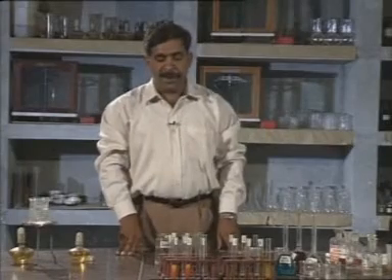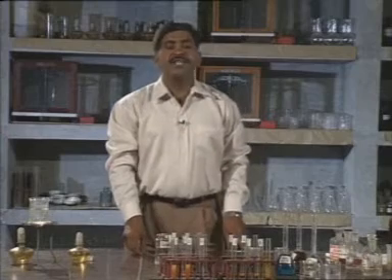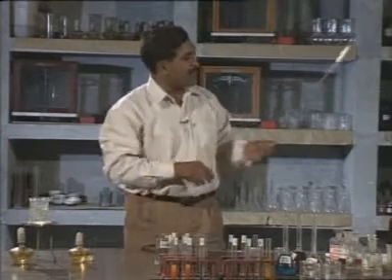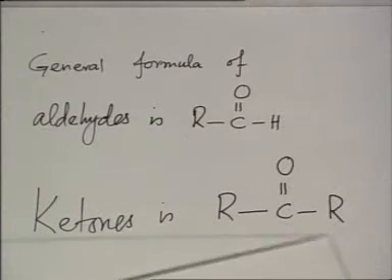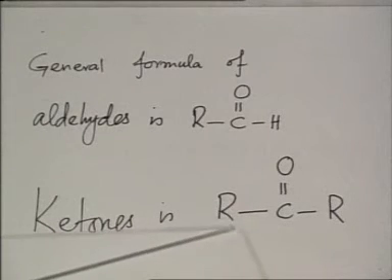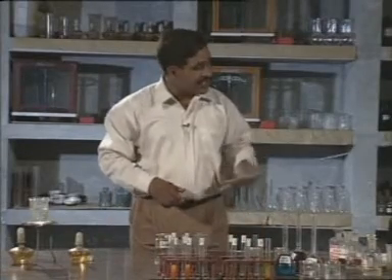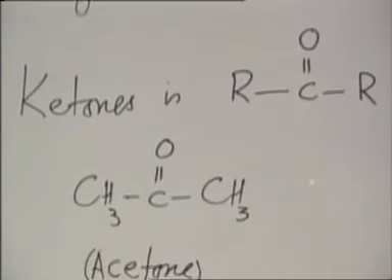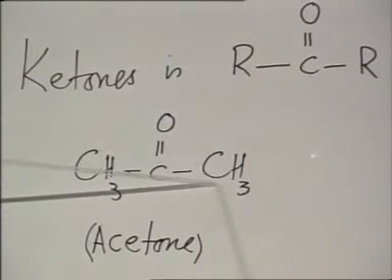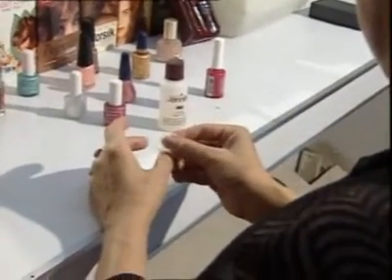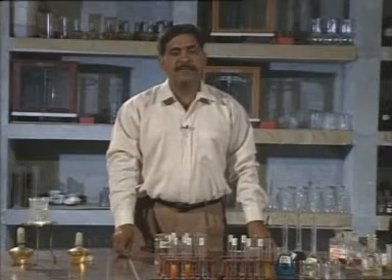The second type of compound, in test tube number 3, are called ketones. The general formula for ketones is R-C double bond O-R. R stands for alkyl group. The first member of the ketone series is acetone, whose formula is CH3-C double bond O-CH3. It is used in paint and to remove nail polish. Another member of this series is acetophenone.